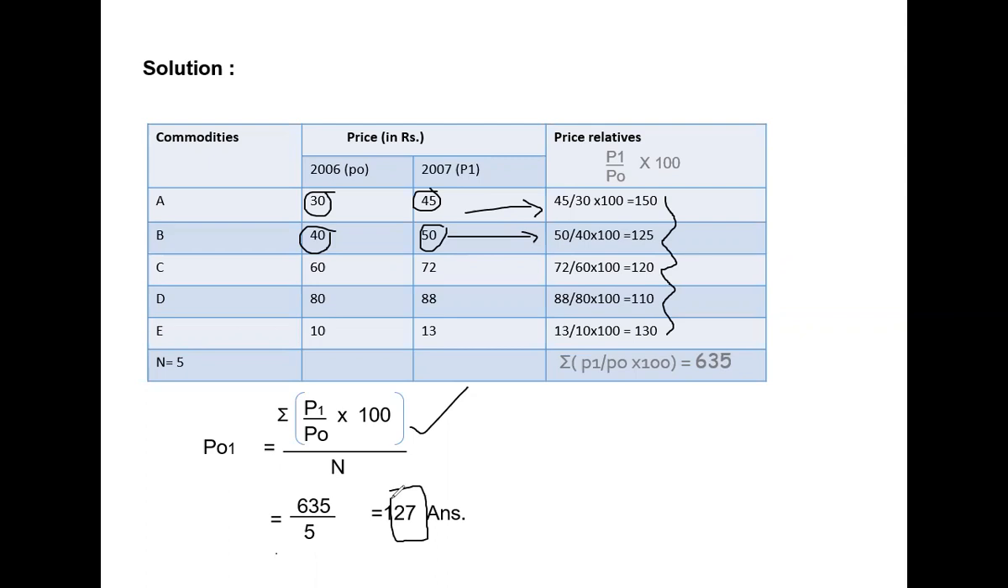Now, what you notice from here is that quantity has not been provided. The weights of the items have not been provided in this computation. So it's not a weighted index number, and you need to take note of that.